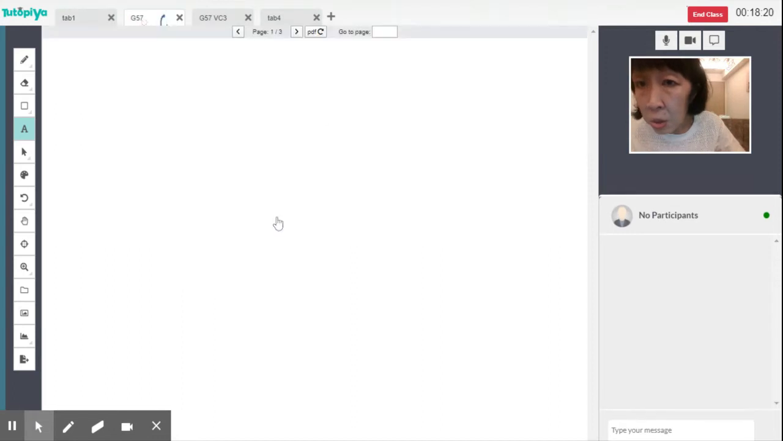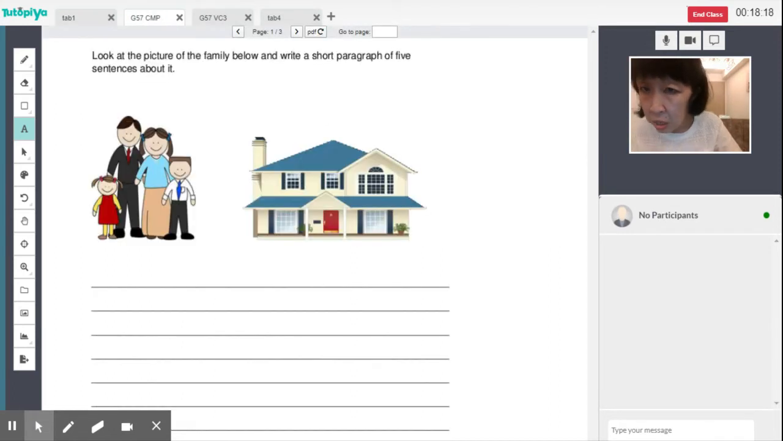After this, we will get him to do a composition activity. He will have to look at this picture of the family and write a short paragraph of 5 sentences about it. At the primary 2 level, he is actually supposed to be able to start writing. So we'll have sentences such as this.